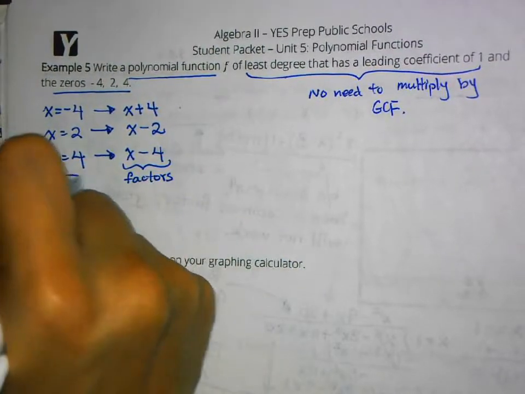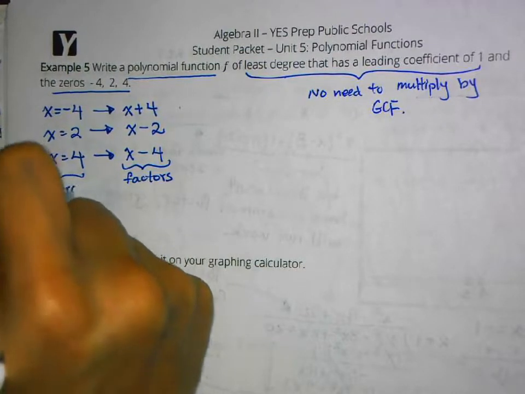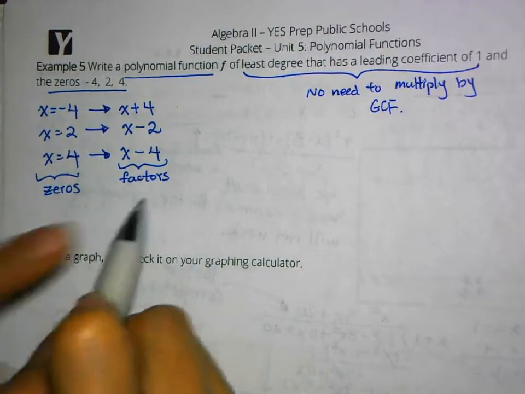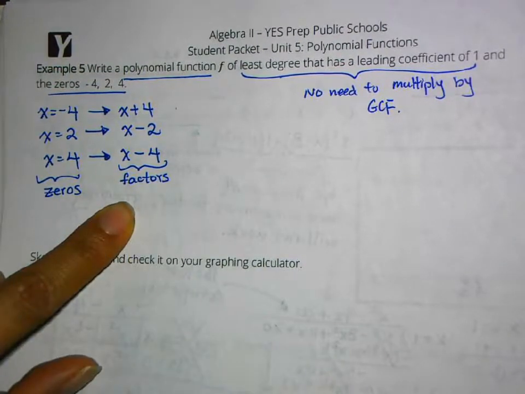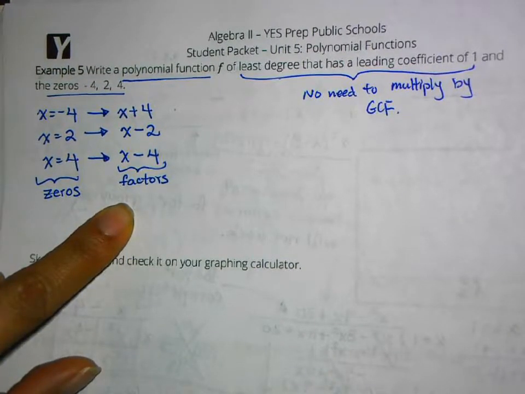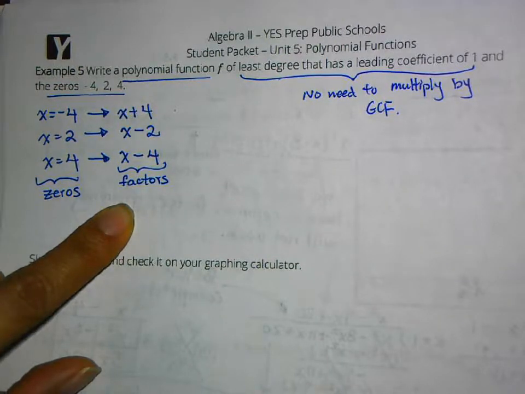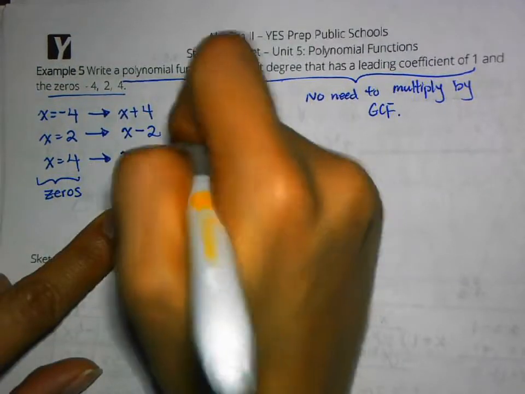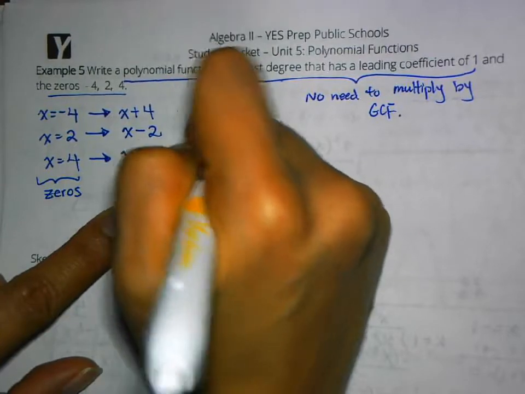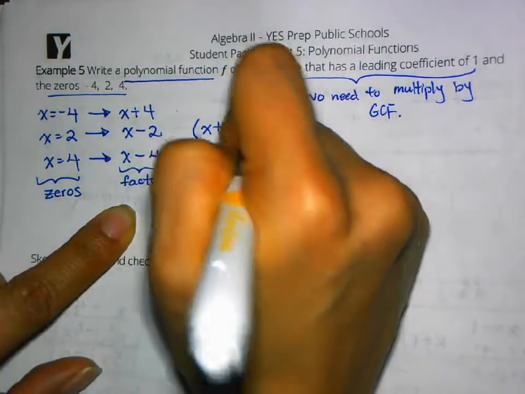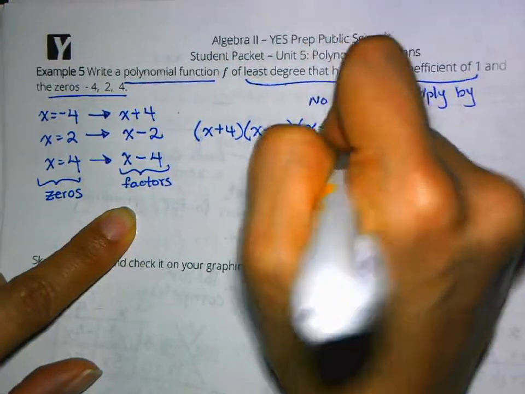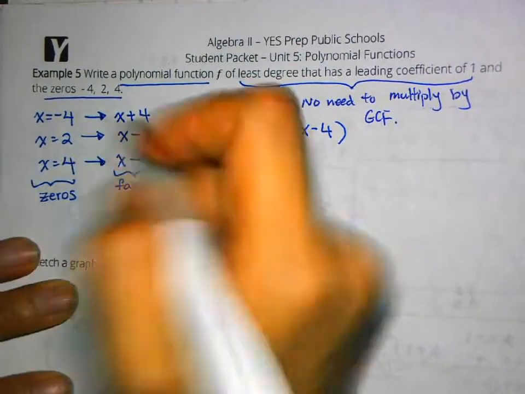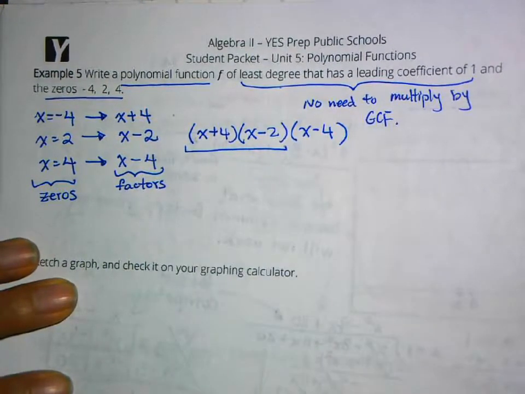I started with my zeros, my solutions, and then I'm going to make them into factors. And now that I have my factors, I can multiply them together to get the original polynomial function. So I'm going to do x plus 4 times x minus 2 times x minus 4. Multiplying these, remember that we're multiplying 2 at a time.